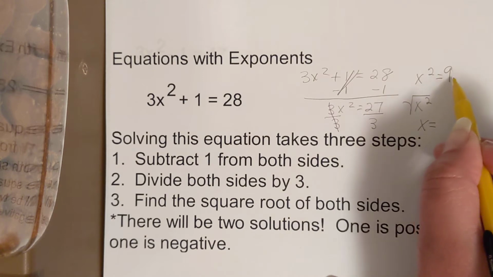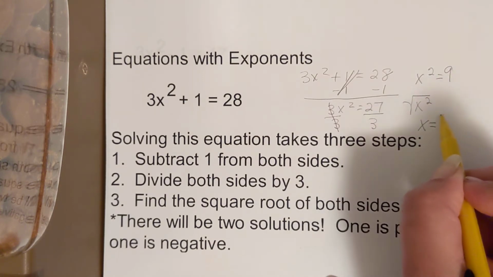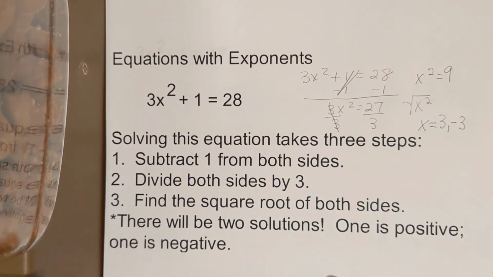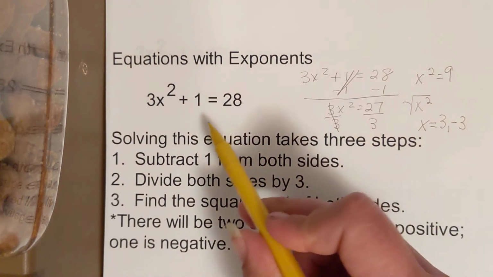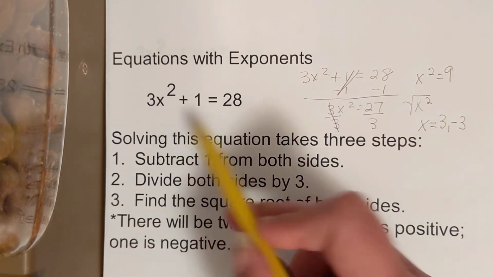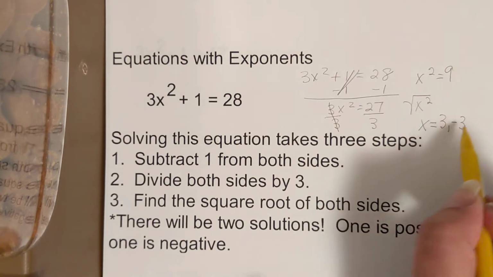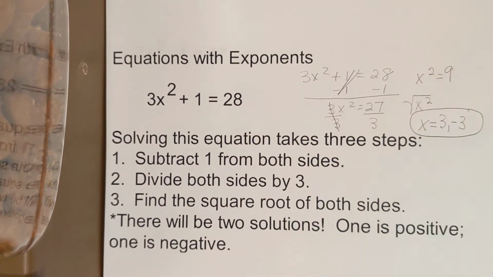What's the square root of the right-hand side, or the square root of 9? We know that the square root of 9 could be 3, or it could be negative 3. So, in solving this equation, we found that x could equal 3 or negative 3. Those would be my 2 answers.